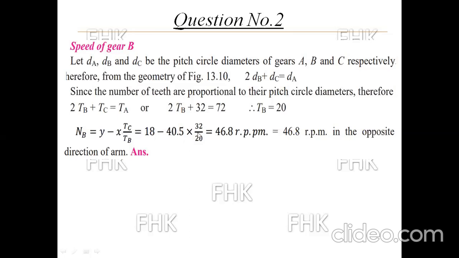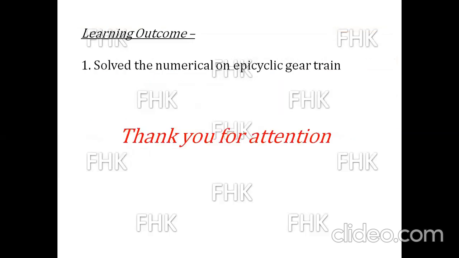TC is given as 32, divided by 20. So the speed of B I am getting here is 46.8 RPM, in the opposite direction of the arm. So at the end of the session, the student can solve different numericals on epicyclic gear trains.